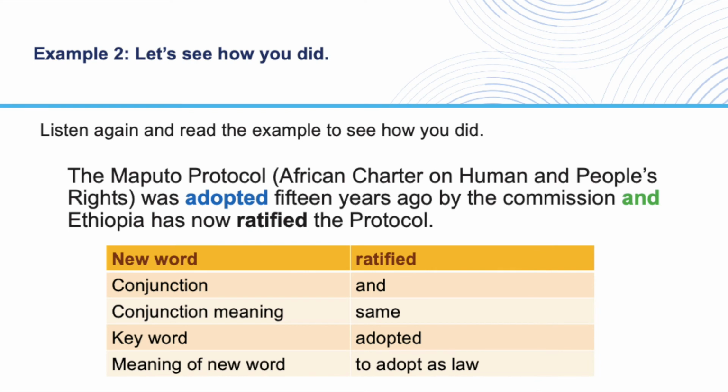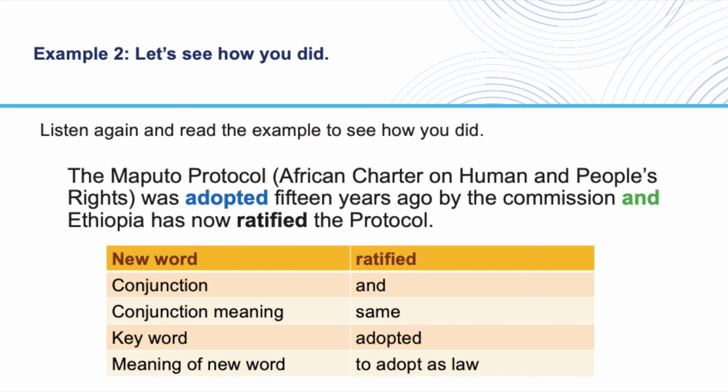Now read the sentence as you hear it. The Maputo Protocol, African Charter on Human and People's Rights, was adopted 15 years ago by the Commission, and Ethiopia has now ratified the protocol.